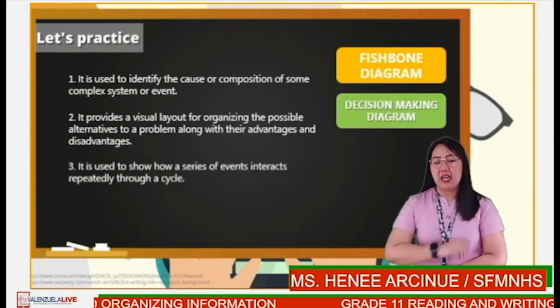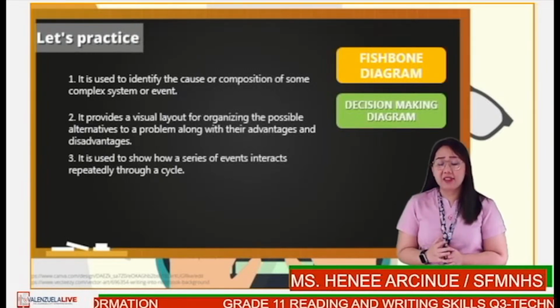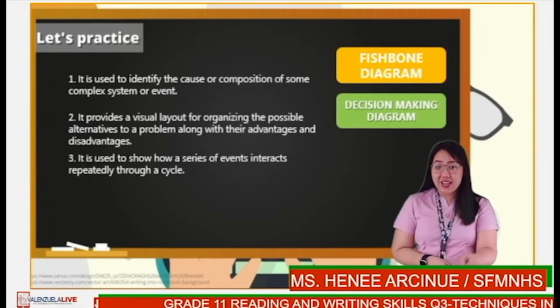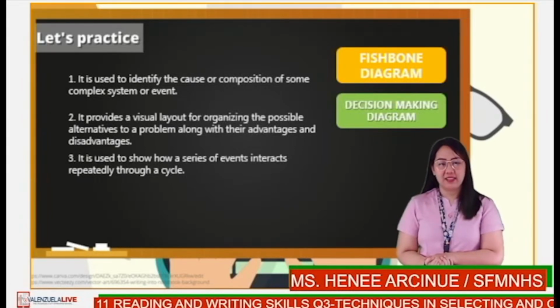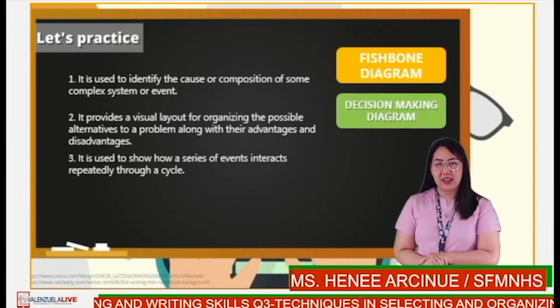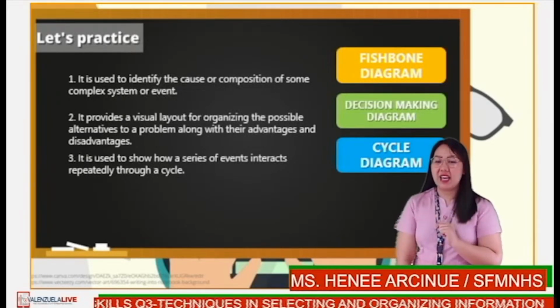Number 3. It is used to show how a series of events interacts repeatedly through a cycle. Alright, so the answer is cycle diagram.